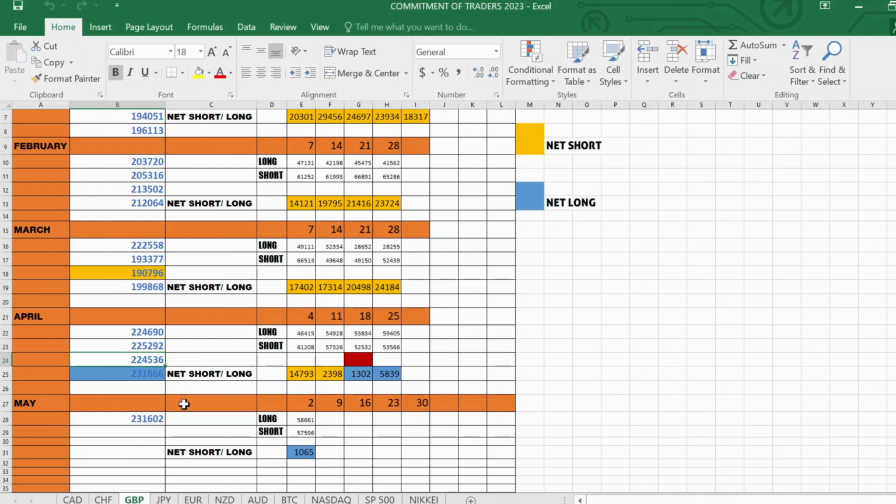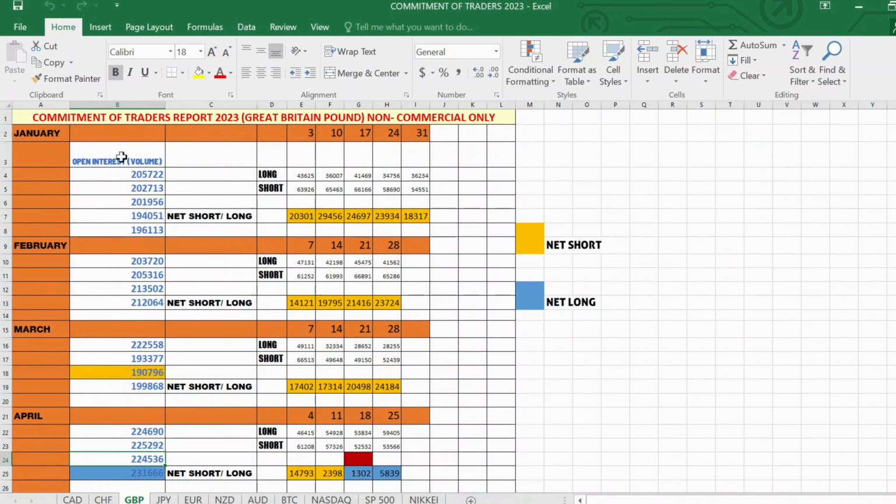So I always do an update on the latest figures reported and compare them with the previous weeks and months, because these are from January 2023, and it's for the non-commercial only. So I only focus on the non-commercial data because these are the traders that buy on a speculative basis.